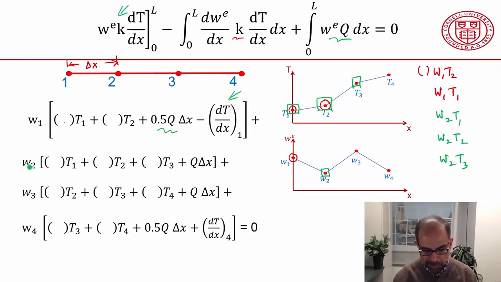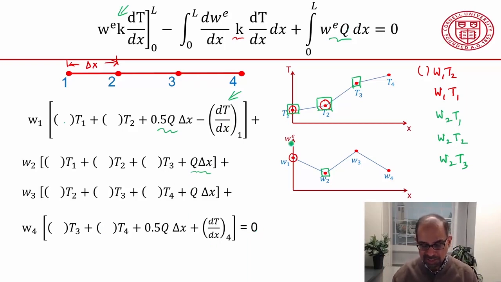Similarly for W2, you will get terms where it's multiplying T1, T2, T3, as we talked about, and then you will get a term from the heat generation term, which is called a source term. But you won't get anything from this one. This gradient term at the boundaries will affect only the nodes at the boundaries. Since 2 is not at the boundary, you don't get that term here. And similarly for W3 and W4, that's equal to 0.